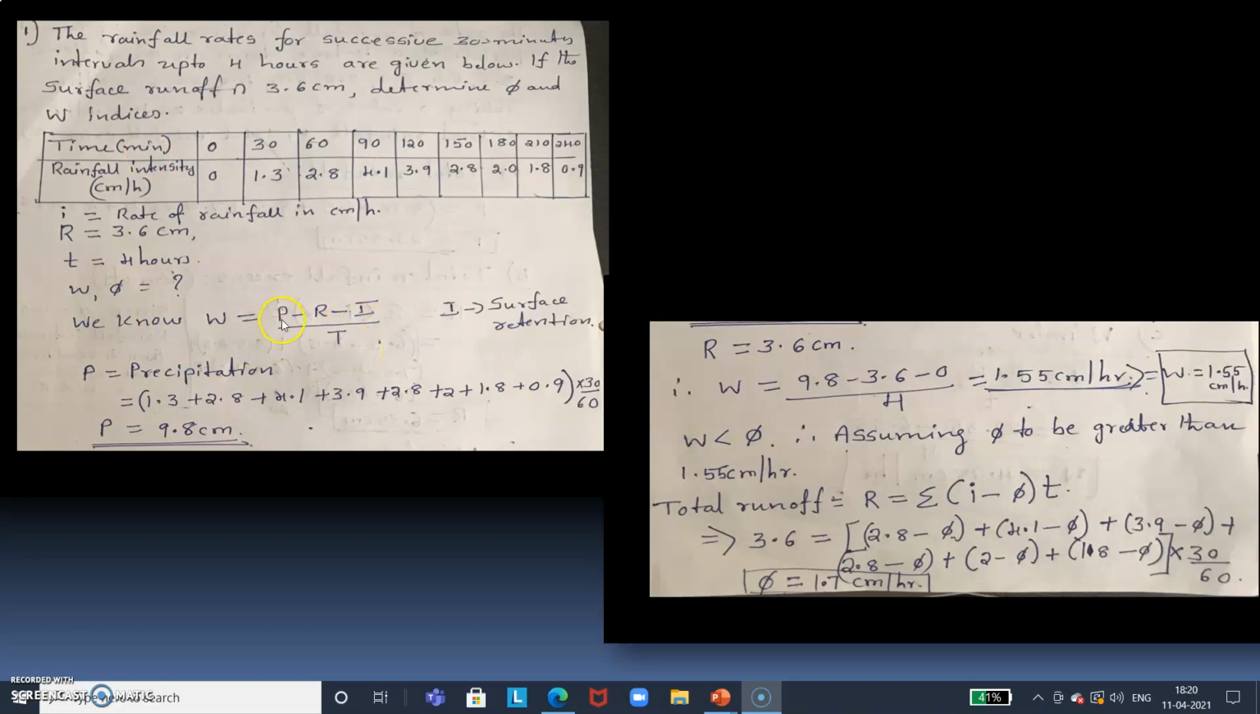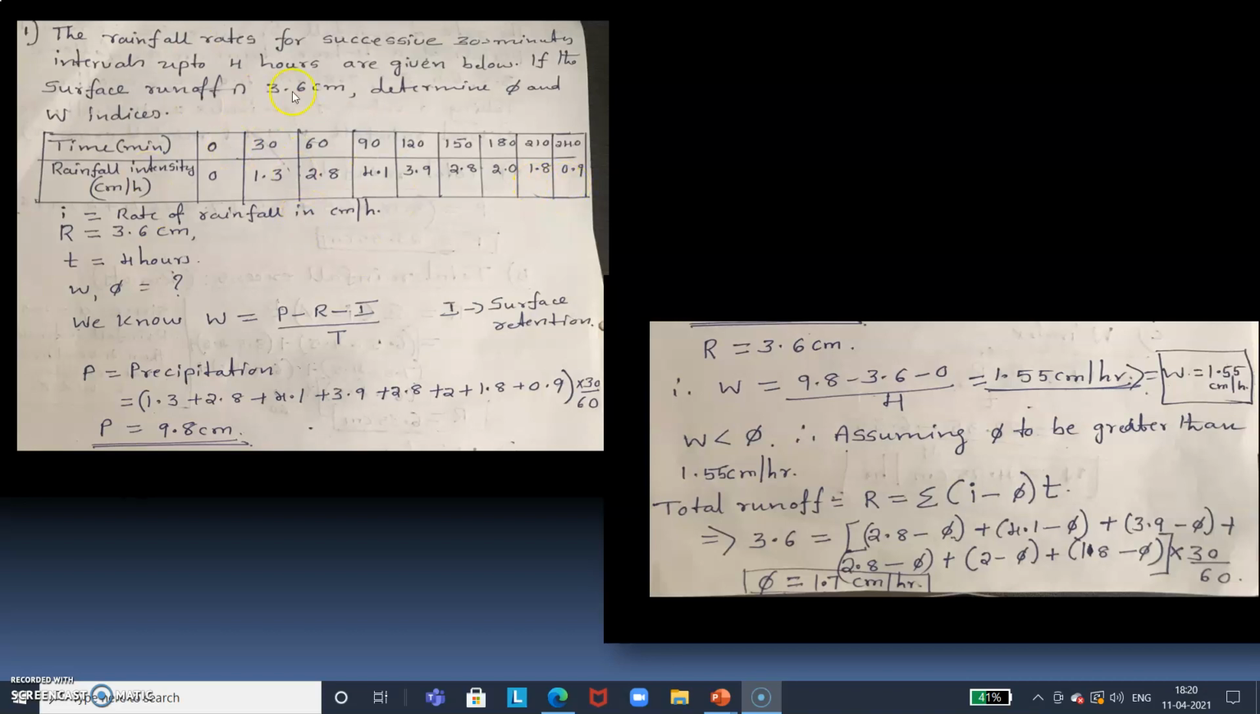Here we require P. What is P? Precipitation. R we have, the runoff, and I is not required here. The surface retention value is not there. So usually we use W index = (P minus R) divided by T. Let us calculate precipitation first. It is given here, rainfall intensity for every 30 minutes: 1.3 plus 2.8 plus 4.1 plus 3.9 plus 2.8 plus 2 plus 1.8 plus 0.9.